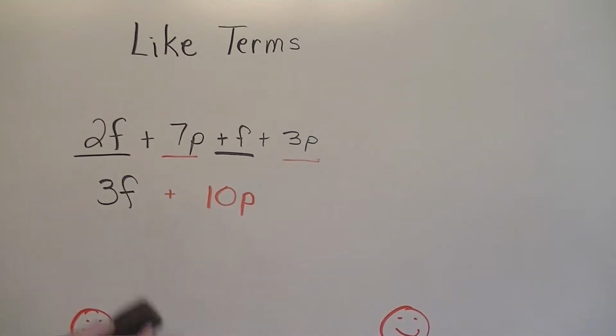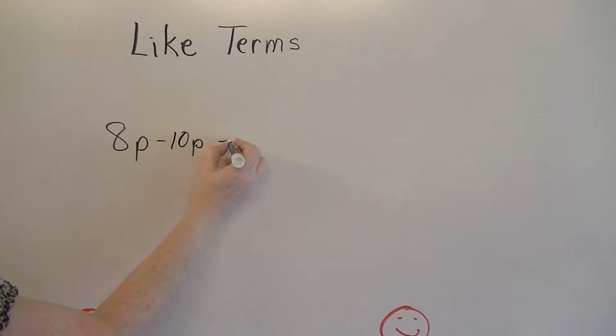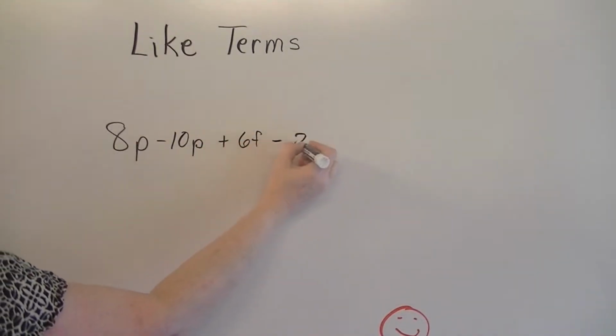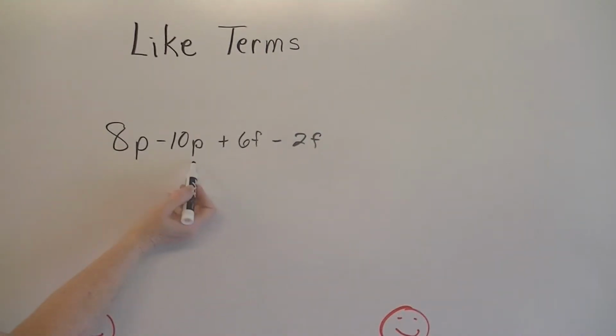Let's take a look at one that's just a little bit harder. Let's say that we had 8P minus 10P plus 6F minus 2F. I don't know what P is. I've been saying that it's pigs, but I don't know. It's just the variable that we're using. So I'm going to combine these two because they're alike. The 10 is negative, the 8 is positive. So if I use my rule of working with integers, I would subtract because they're different signs and keep the sign of the larger number if you think of the absolute value. So that would be negative 2P.